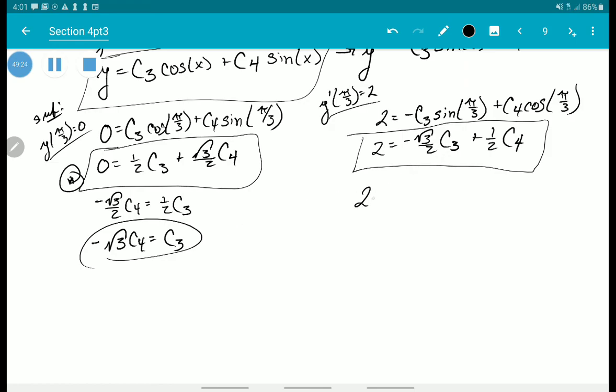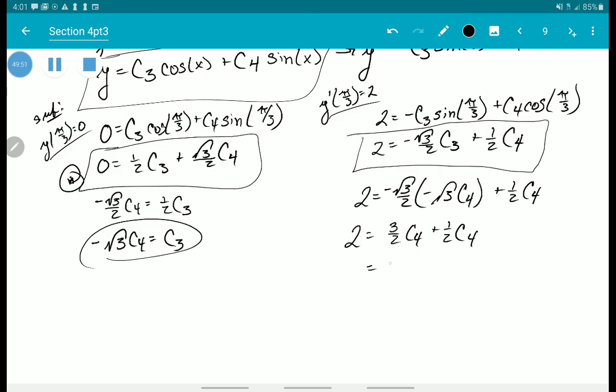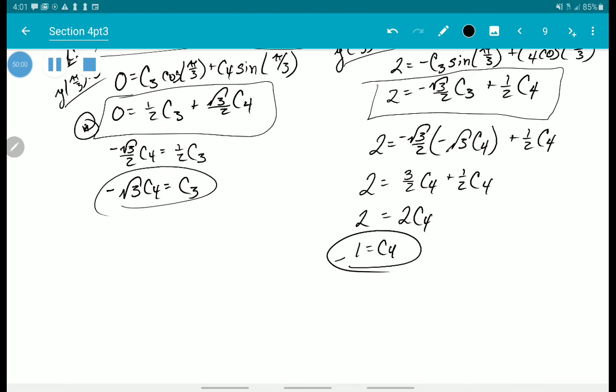So I have 2 is equal to negative square root of 3 over 2 times negative square root of 3 times c4 plus 1/2 times c4. So this is going to give me 2 equals 3/2 c4 plus 1/2 c4. So that's 4/2 c4, which is 2 c4. So 1 is equal to c4. And now that we know what c4 is, we know what c3 is by plugging it in there. So then c3 must equal negative square root of 3.